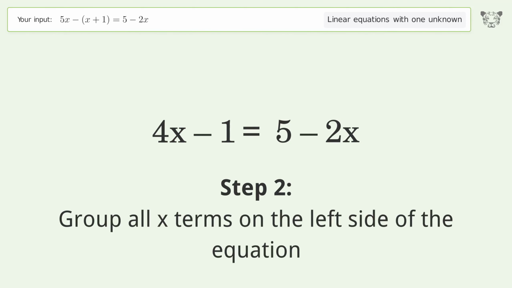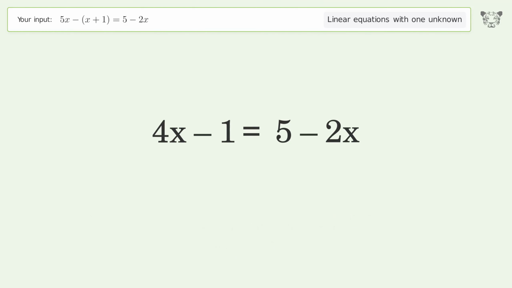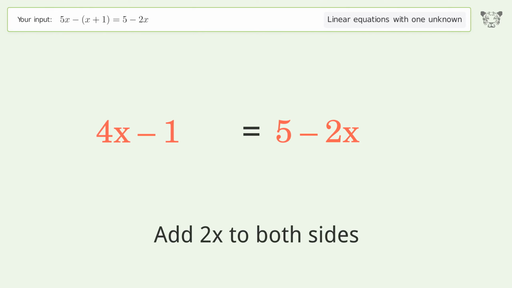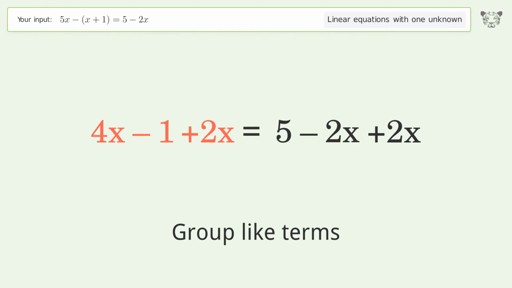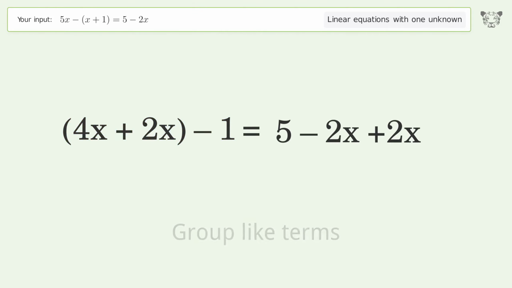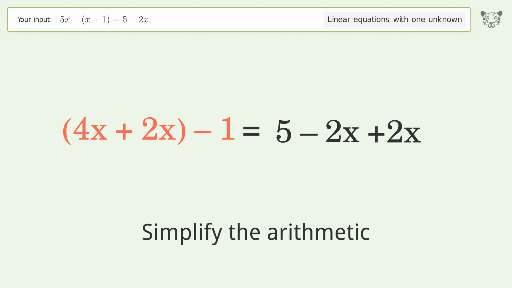Group all x terms on the left side of the equation. Add 2x to both sides. Group like terms. Simplify the arithmetic.